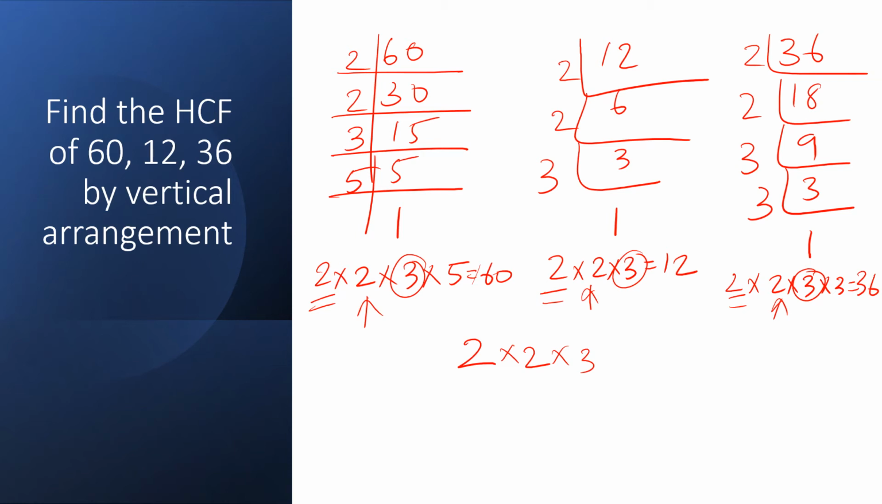So the answer is 2 into 2 into 3, which is equal to 12, is the HCF, highest common factor or greatest common divisor of these three numbers. Understood?